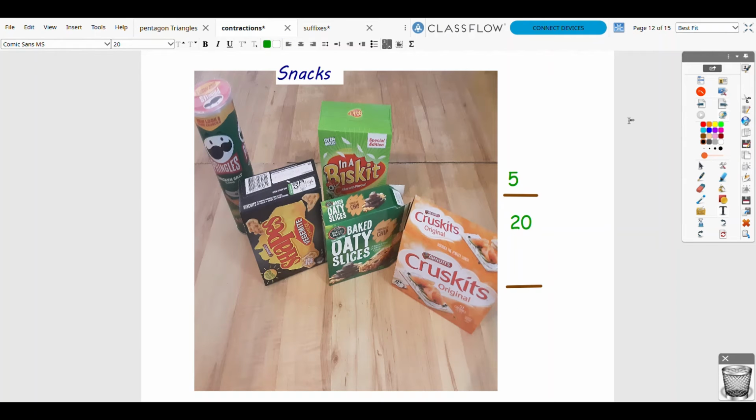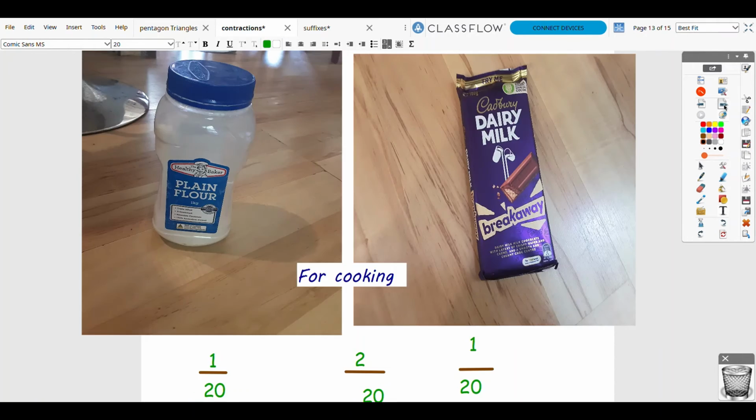Let's have a look at my snacks, 5/20. Now, when I think of fractions, I also think of division. 20 divided by 5. Now, I was able to work out that actually means 1/4 of all the things in my pantry were snacks, so 5/20 is the same as 1/4. That's really cool, isn't it?